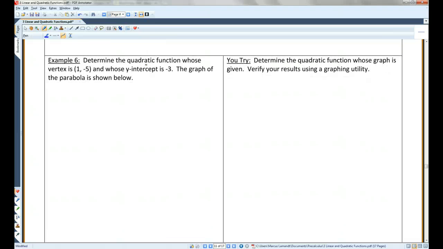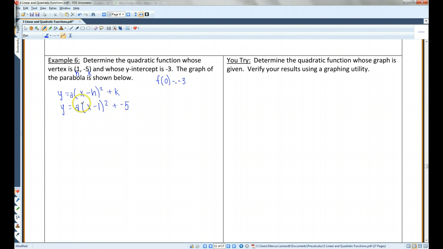Okay, example 6. Determine the quadratic function whose vertex is, this is our h and k, and whose y-intercept is this. Alright, so we've got y equals a times x minus h squared plus k. We know h and k. x minus 1 squared plus negative 5. Okay, now the y-intercept is negative 3. That means that f of 0 equals negative 3. Okay, so this is my equation.